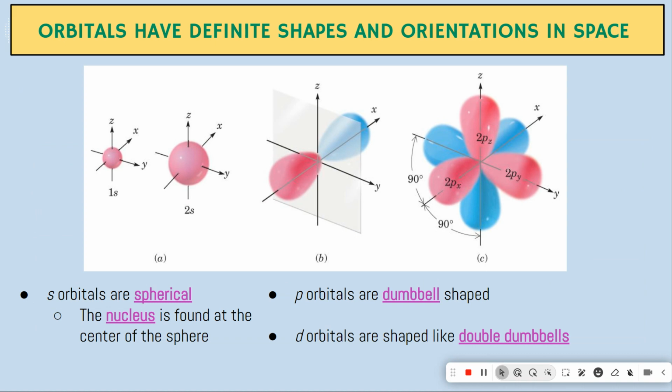So s orbitals are spherical. The nucleus is found at the very center of that first s orbital. P orbitals are shaped like dumbbells, and there are 3 p orbitals, and they're at 90 degrees to each other. One orbital is on the x-axis, one orbital is on the y-axis, and one orbital is on the z-axis. And then finally, d orbitals are shaped like double dumbbells, and they get really complex, so we will not even try to draw them.